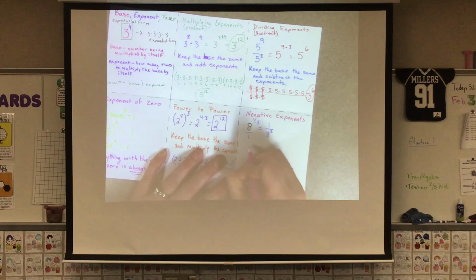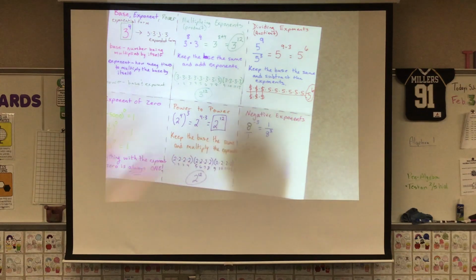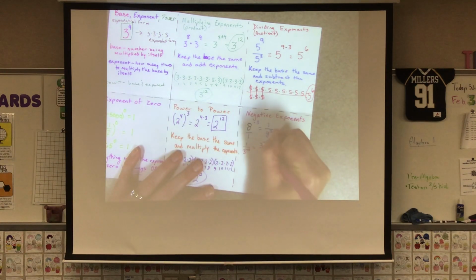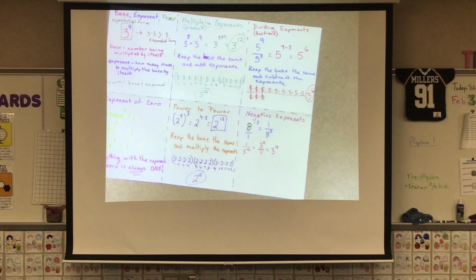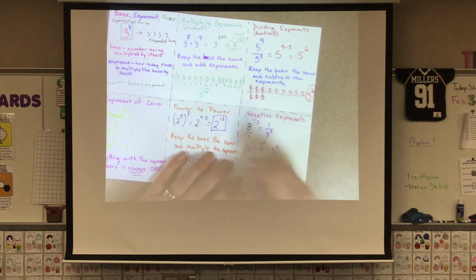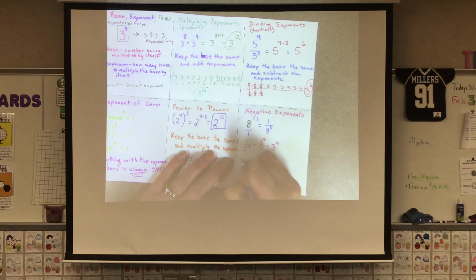Now if you have 1 over 3 to the negative 4th, let's say, then again, still flipping, this would become 3 to the 4th over positive 1, which is the same as just saying 3 to the 4th. So if the exponent is negative on top, you flip it to the bottom to become positive. If it's negative on the bottom, you flip it to the top to become positive. All right, so flip.